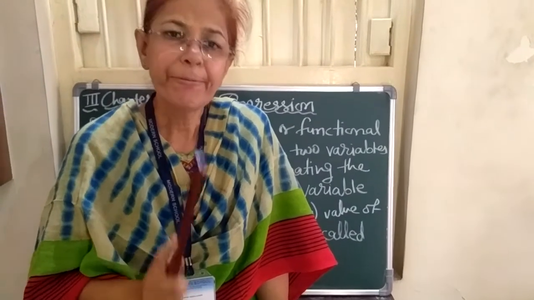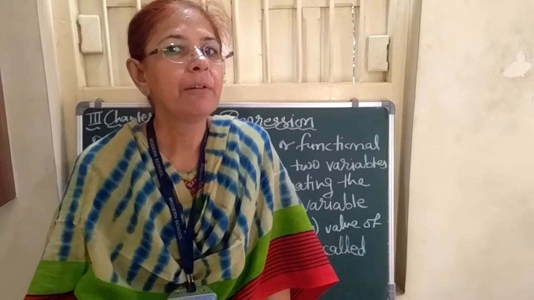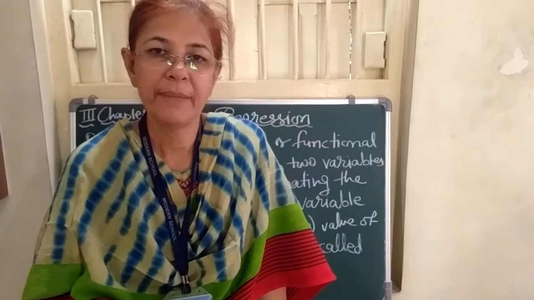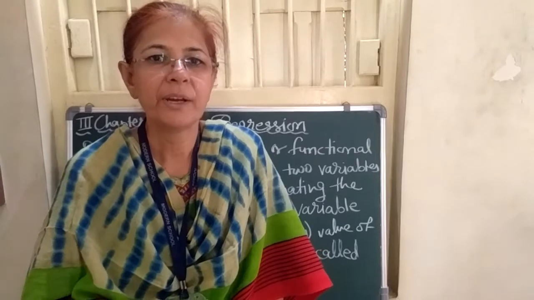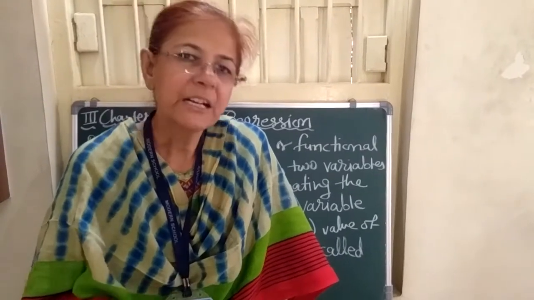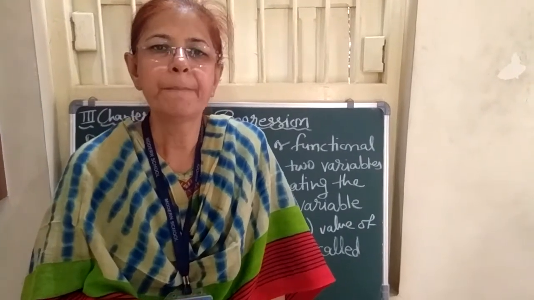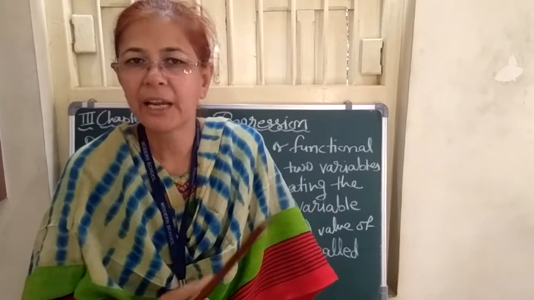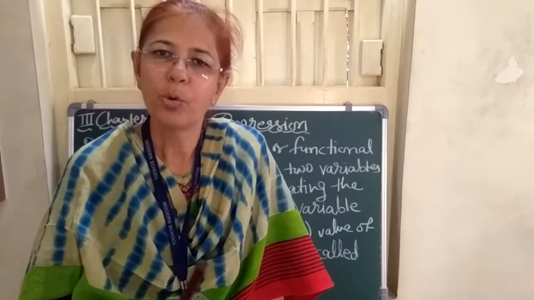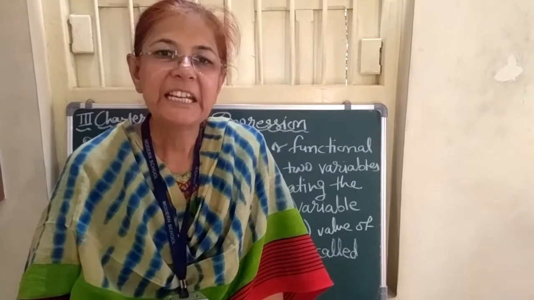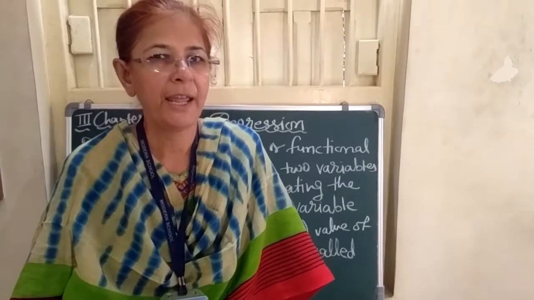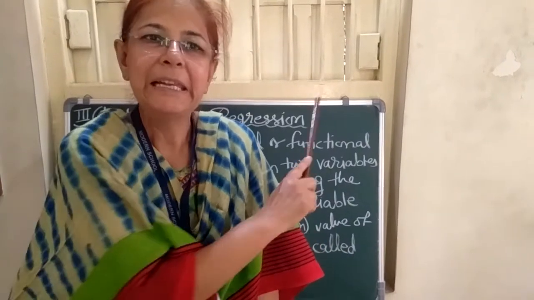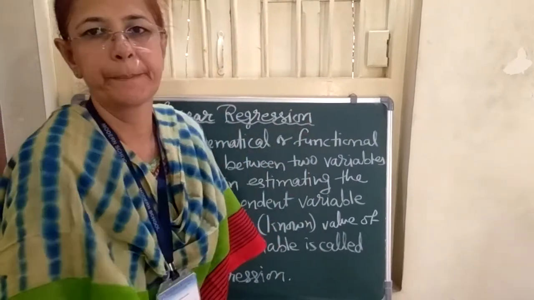But if one variable's value is given, and based on that we want to find the other variable whose value is not given, then with the help of correlation we cannot find that value. So for that we need some other method or some other way, that is linear regression.